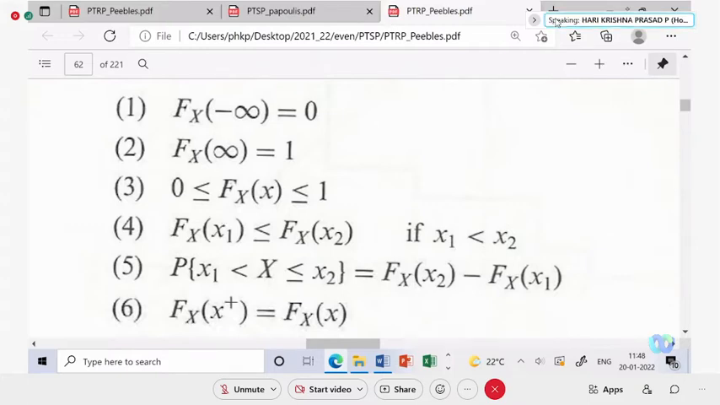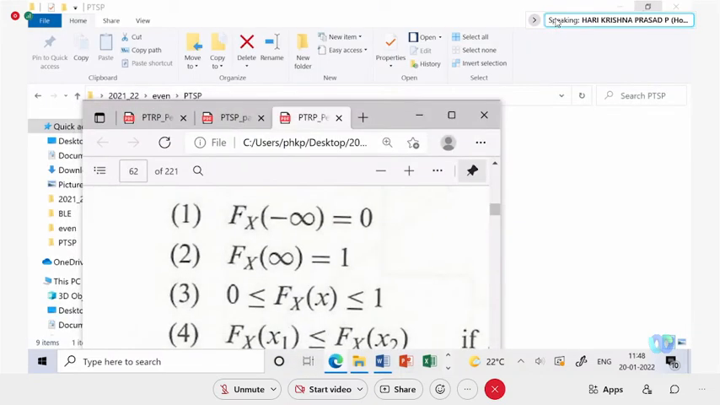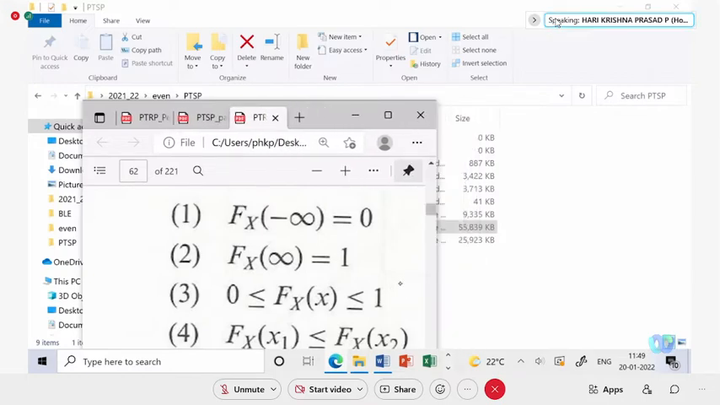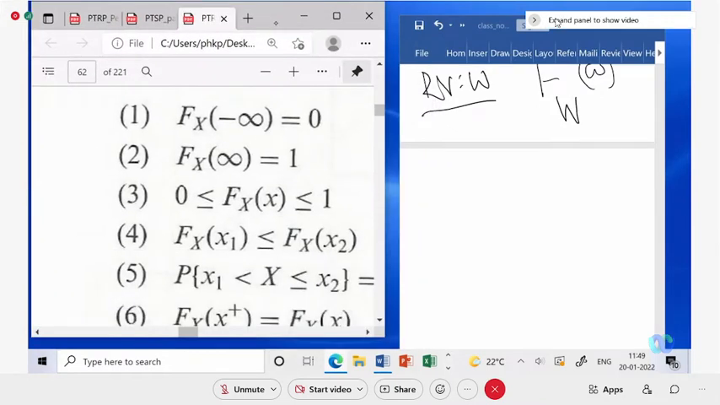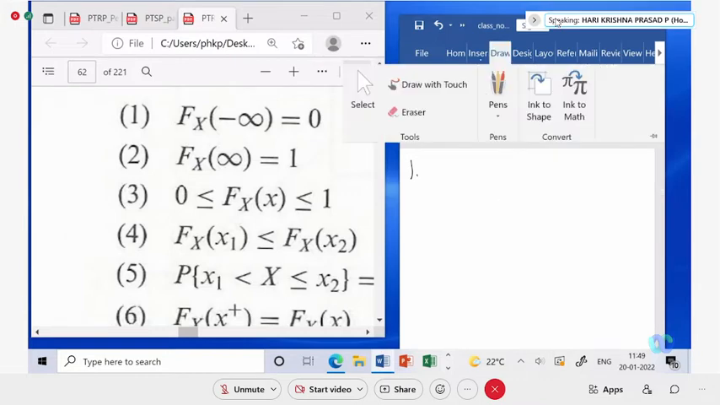Then the next thing is Fx of infinity. By definition, Fx of x is the probability that capital X is taking a value less than, okay, let me write down so that you will appreciate the discussion. On the left hand side, I have the properties. So property 1, I am writing down on the right hand side. Let me use pens, tools.